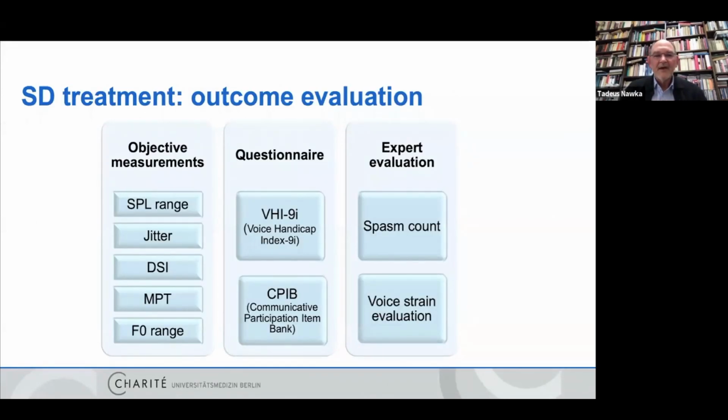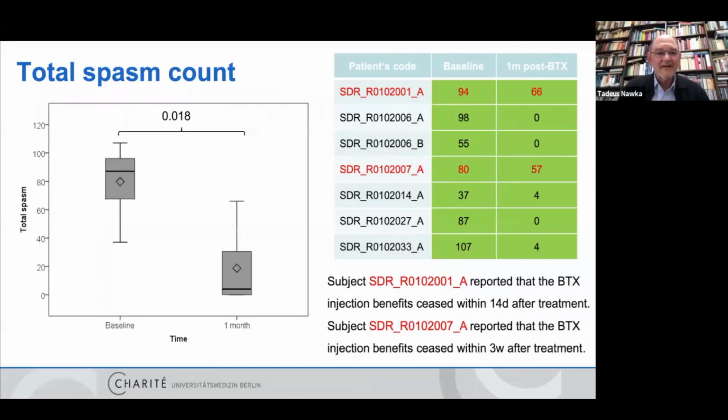Okay, we tried to find out something for the outcome. We tried to find out the parameters that show us that our treatment is sufficient. And you see there is an arsenal of diagnostic means that we applied for these patients. And I would like to go on.